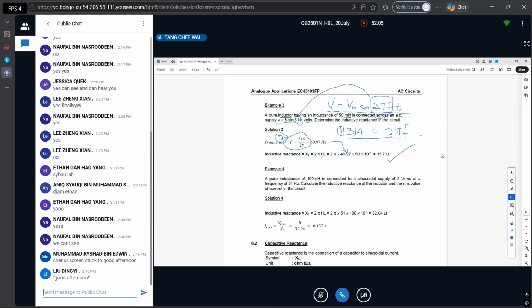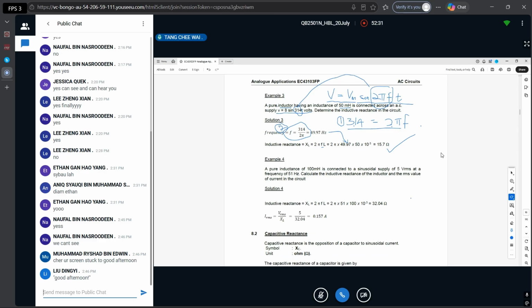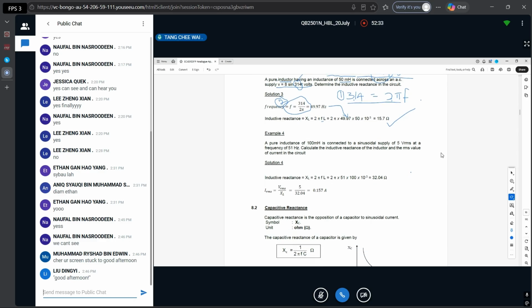Any question for example 3? If no question, we move on to one more example before we pause for a while. I know it's very heavy in the afternoon to do this. Okay, one more example before we take a short break.